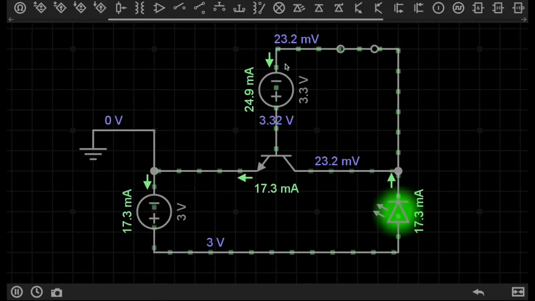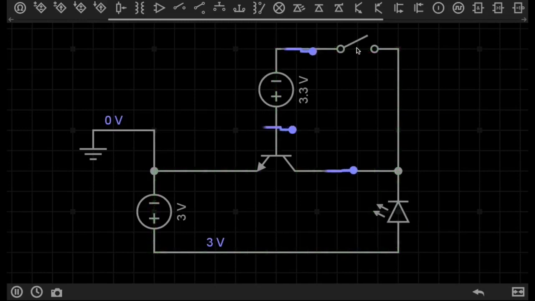I have a switch connected to the second power supply which supplies voltage to the base of the transistor. If I turn this power supply off by disconnecting it, you can see the circuit below it stops as well, because now the transistor is back to its non-conductive state, because voltage is not being applied to the base of the transistor.